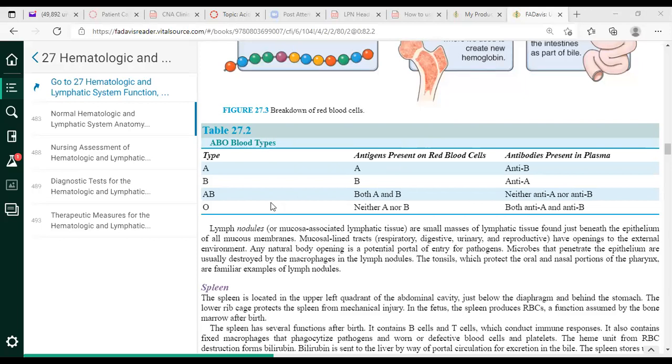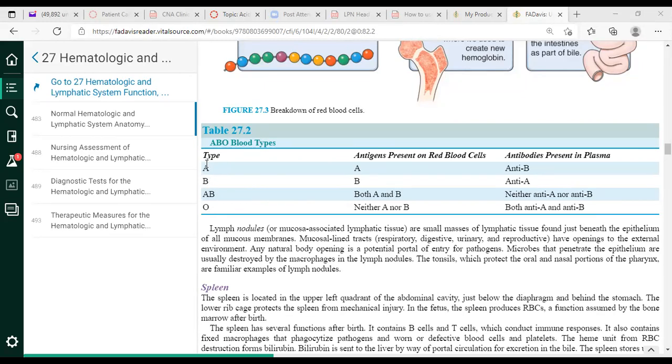So with the different blood types, O is the universal donor, meaning that a person with type O blood can give their blood to an individual who is type A and B. They can give their blood to an individual who is type B, and they can give their blood to the individual who is type A. The individual who has type AB blood is a universal recipient.